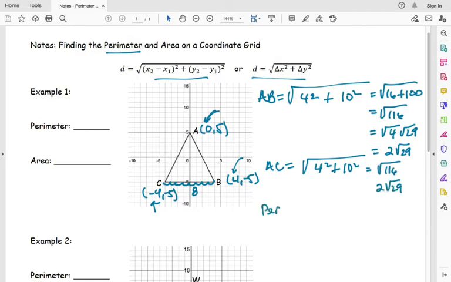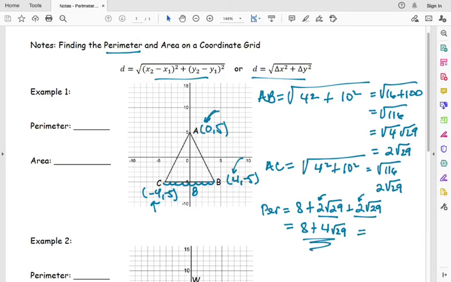So when you find the perimeter, you're going to add all three of those sides together. So we started with 8, and then we've got 2 square root of 29, plus the other side that was 2 square root of 29. And when you combine all of those together, these are like terms. They have the same number under the radical, so you can add these numbers in front of the radical together. So that'll be 8 plus 4 square root of 29. And that's your perimeter. If you were to get a decimal for that, it would be 29.541.